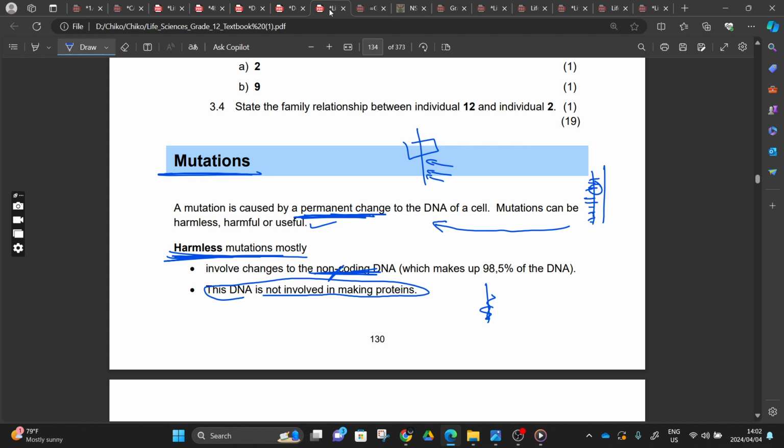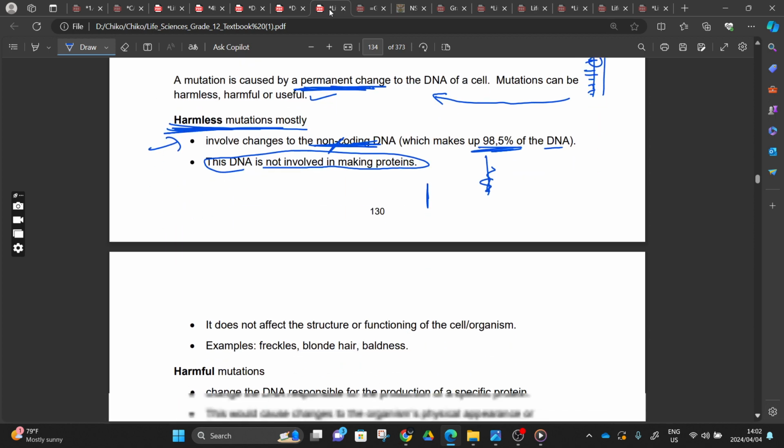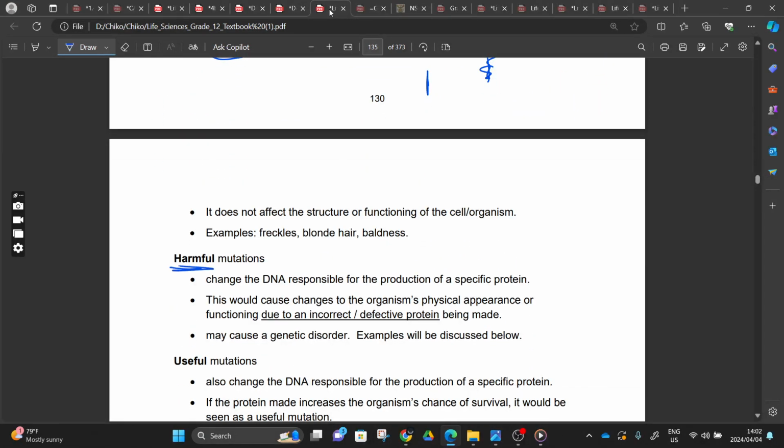What is mutation? A mutation is a sudden change, right? Since the change is there in the DNA, it's happening, but it is referred to as harmless. As I was saying, it's 99% of the DNA, but when it's happening on that 1%, that's where we can now say it's a harmful mutation, right? With harmless mutation, they say it does not affect the structure or functioning of a cell or organism. Having an earlobe, for example, is not going to affect you in anything.